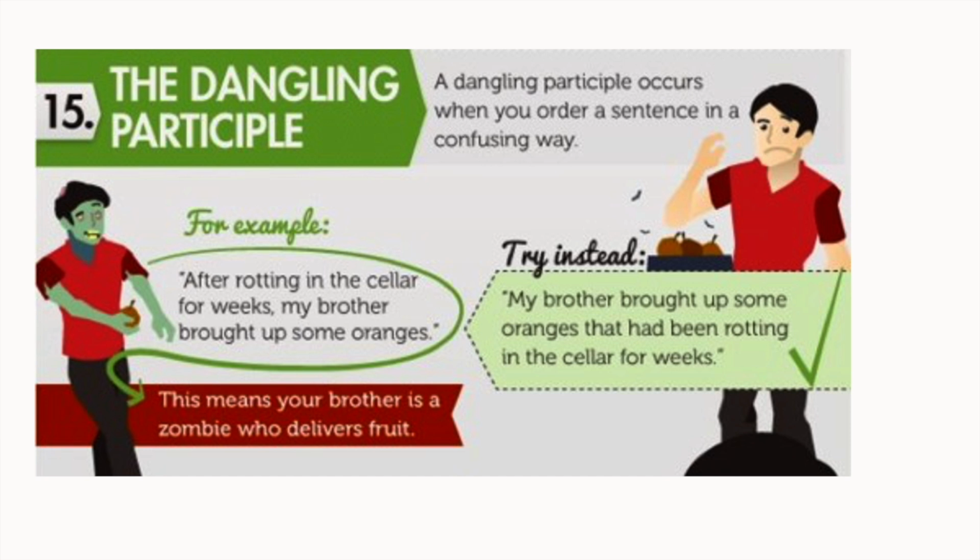For example, on the left you see this sentence. After rotting in the cellar for weeks, my brother brought up some oranges. The misplacement of that participle phrase, after rotting in the cellar for weeks, makes us think that the person's brother is a zombie who was rotting in the cellar for weeks, and he emerged from the cellar bringing up some oranges. A better way of expressing this is, my brother brought up some oranges that had been rotting in the cellar for weeks. And there it's clear, the oranges are what's rotting, not the brother.